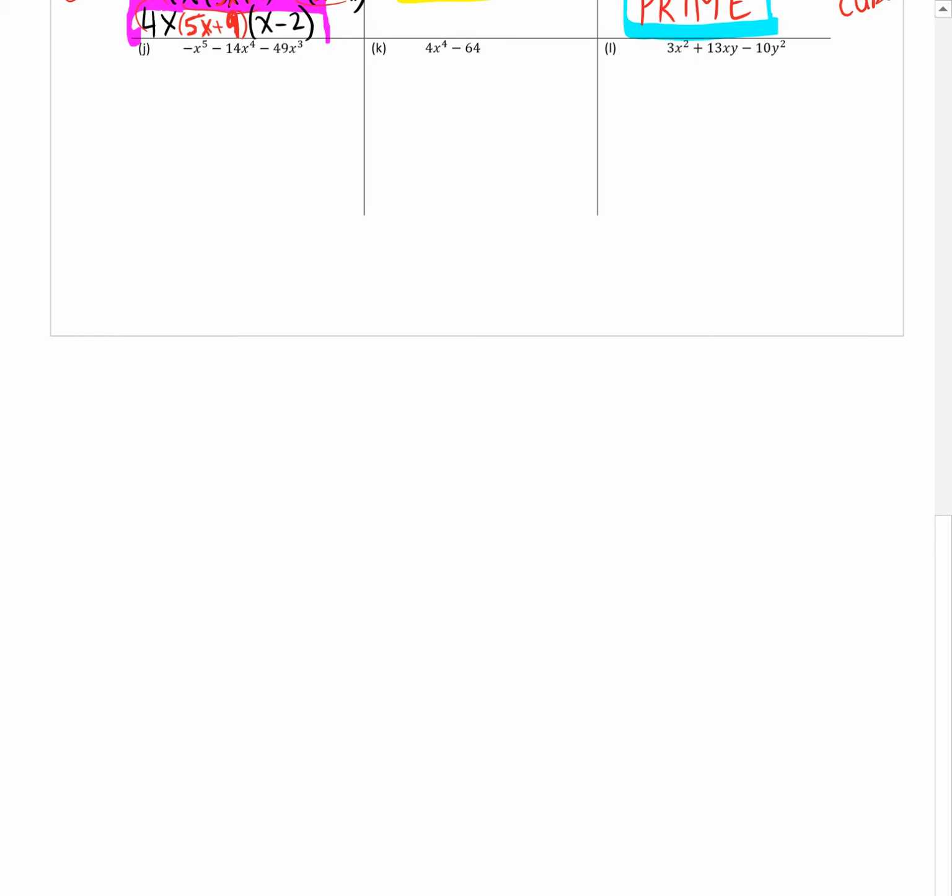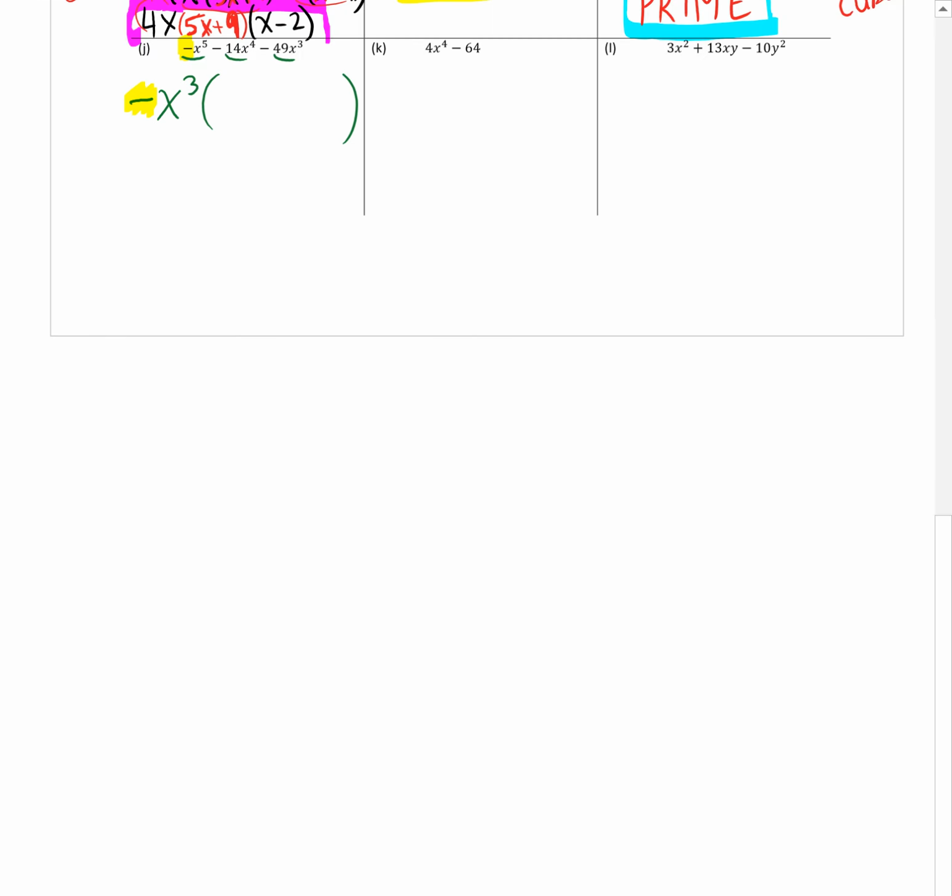So we're almost there. Let's try part J. I see 3 terms here, and I think there's a greatest common factor of x to the third. That's kind of the lowest power I see. But not only do I want to factor an x to the third out, I'd also like to factor a negative out. Because if you remember, we said if the leading term has a negative in the front, you want to factor that out, along with whatever the greatest common factor is. Because that'll make whatever's left in the parentheses easier to factor.